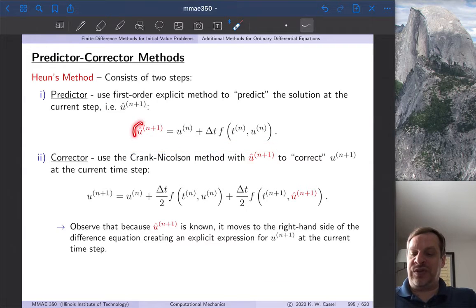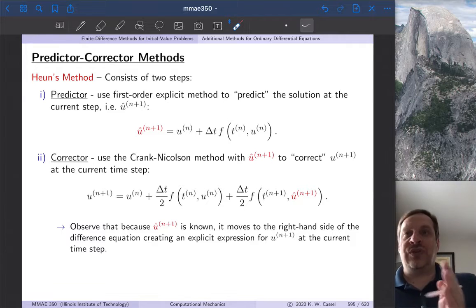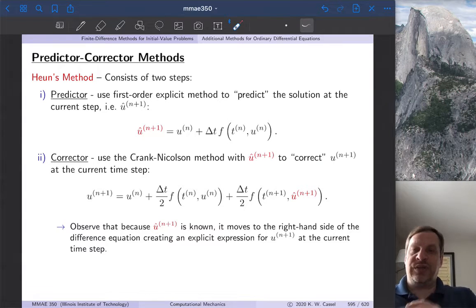The only difference is now we're just going to recognize that this u that we're getting at the new time step, u n plus 1, is just an intermediate. It's just a prediction of that solution. In the corrector step, we use Crank-Nicolson to correct the predicted solution u hat at the next time step.